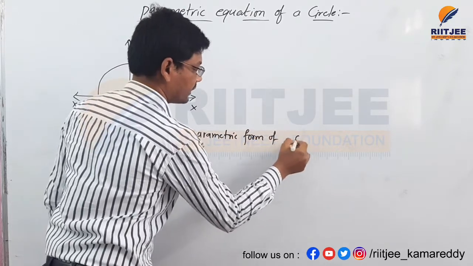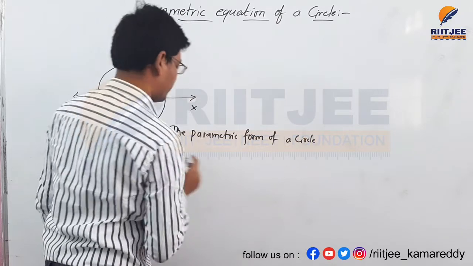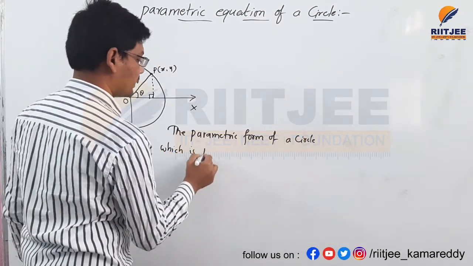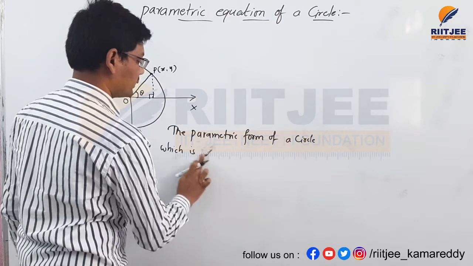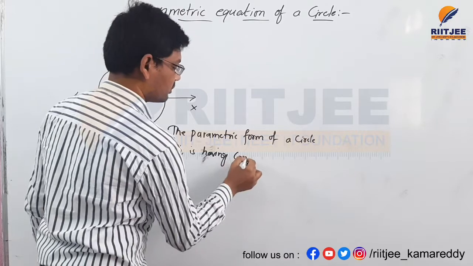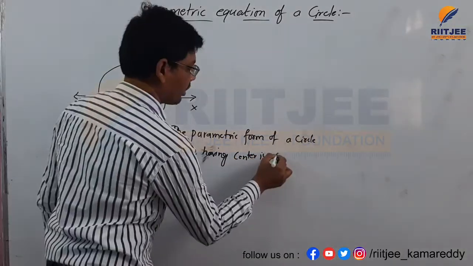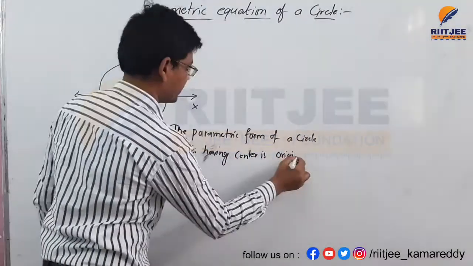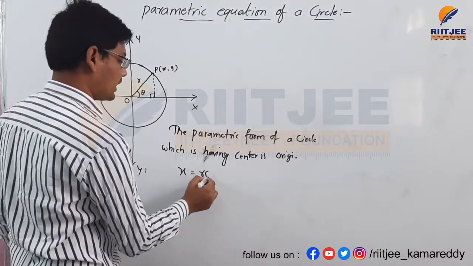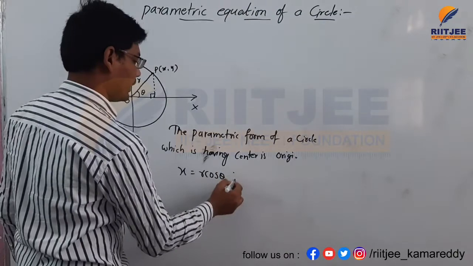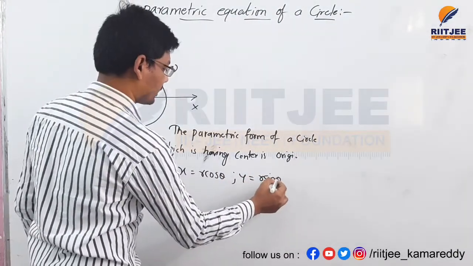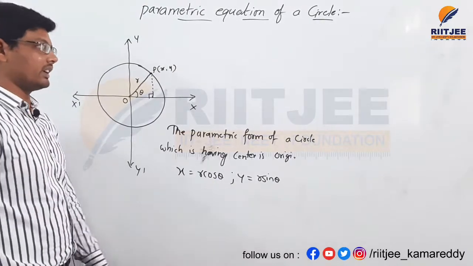The parametric form of a circle which is having its center at the origin is x is equal to r cos theta, y is equal to r sin theta.